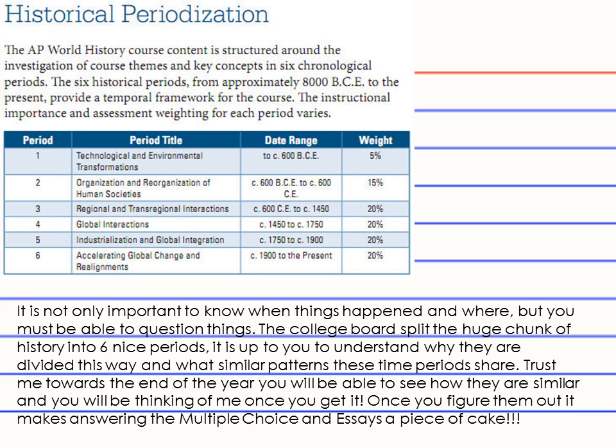So it's not only important to know when these things happen or where they happen, like I've been saying before, you need to be able to understand why College Board split up this huge time period into 6 smaller chunks. If you're able to understand that, then it makes taking not only the multiple choice section, but the essay section an easier thing to do.